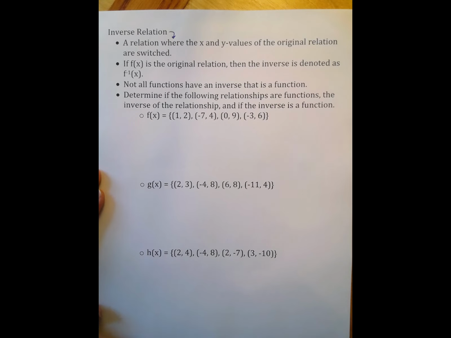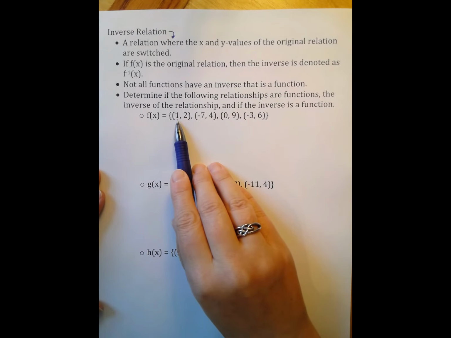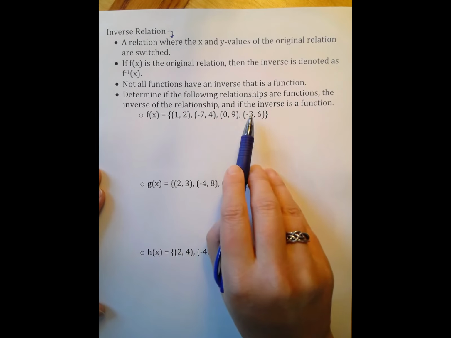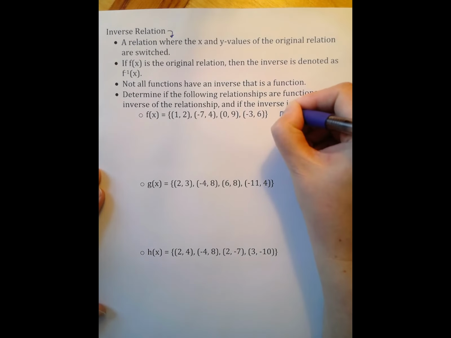So we're going to do an example here that has many different pieces. The first piece is we're going to determine if the original relation given is a function. You'll remember that for a relation to be a function, each input has to have a unique output. In this case, 1, -7, 0, -3 all have one answer that comes out. So this is a function.